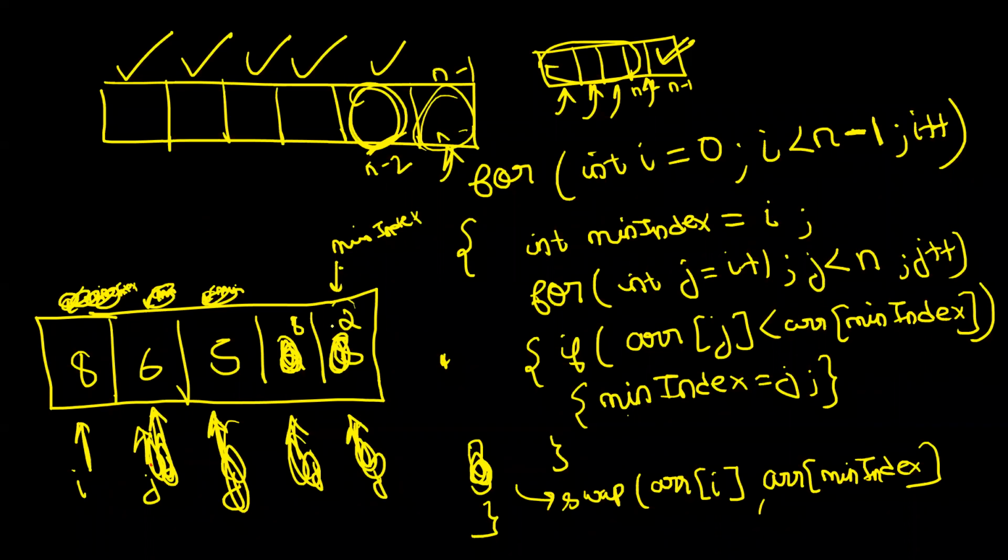And I know that the correct place for this element is index number i. So I do a swapping of arr of i with arr of min index. And then I will move i forward and select the next index. Is it making sense? Yes?